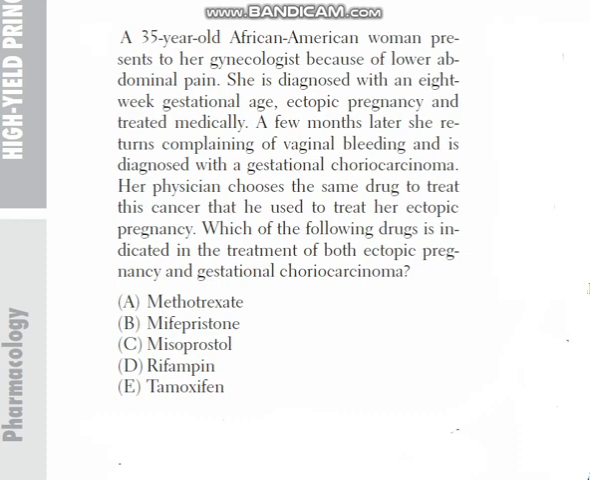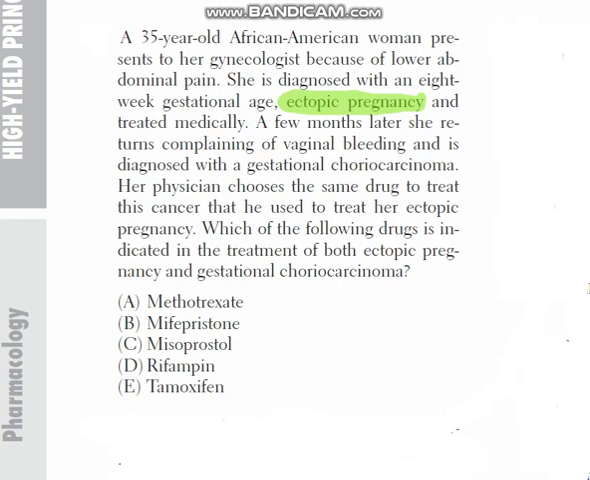A 35-year-old African American woman presents to her gynecologist because of lower abdominal pain. She is diagnosed with an 8-week gestational age ectopic pregnancy, which means that the fertilization and the formation of the embryo start in the fallopian tube, and is medically treated. Okay, she's treated.